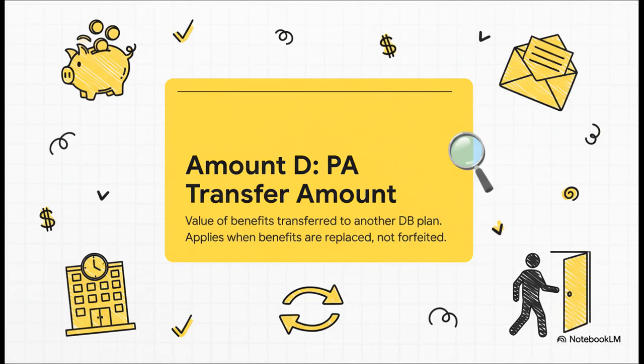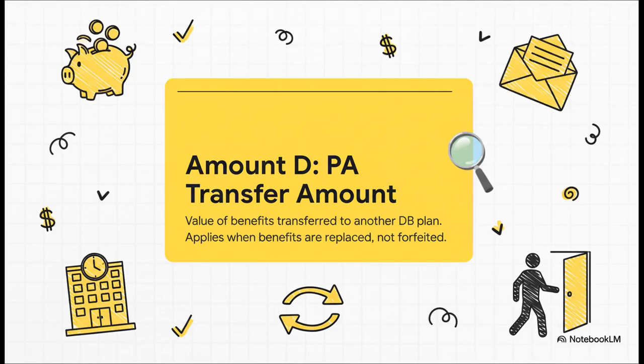And our final piece, amount D. This is another subtraction, and it's for a very specific scenario. Imagine you leave one job with a DB plan and move to another one that has a reciprocal agreement. You're able to transfer your pension credits directly from Plan 1 to Plan 2. In that case, you haven't actually lost anything, have you? The benefit wasn't paid out or forfeited, it was just replaced. It moved from one house to another. So amount D subtracts the value of that transfer.